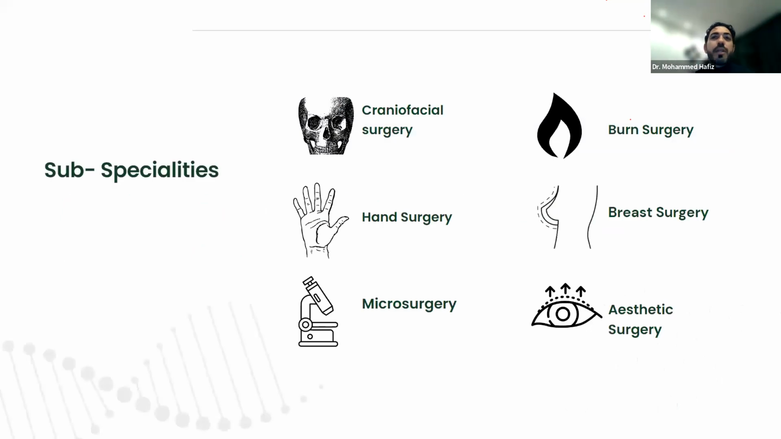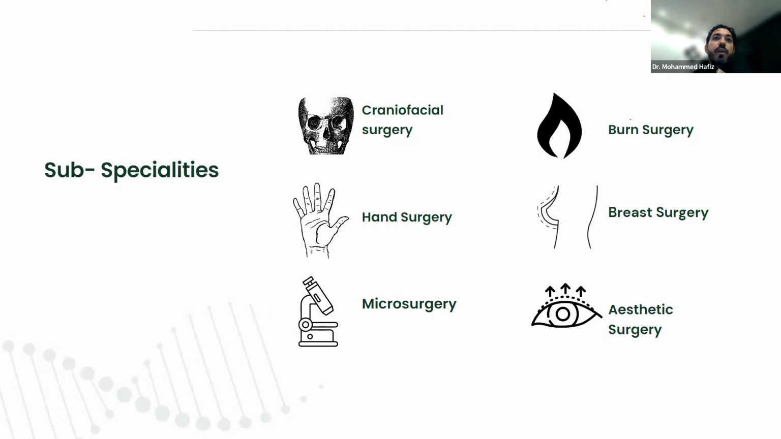You will find a lot of subspecialties, but the main ones are craniofacial surgery, whether pediatric or adults. We have burn surgery, anything that's related to burns, hand surgery, anything from the wrist onward, including bones, tendons, nerves, infection in the hand, that's part of plastic surgery, breast surgery, reconstruction, and we're going to talk about cosmetic microsurgery.